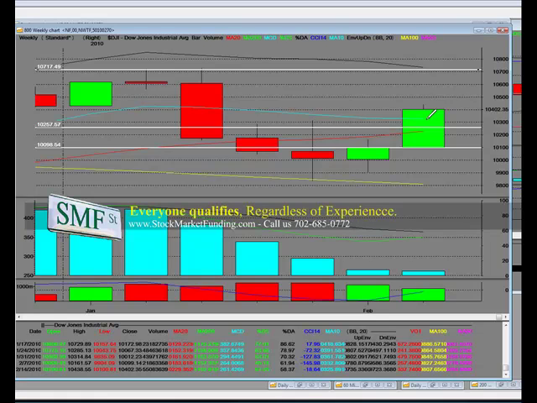Those are the raw facts of the Dow and the weekly chart. All that other crap, all that stuff that you like to do, throw it out. Forget about it. This is what it's about.